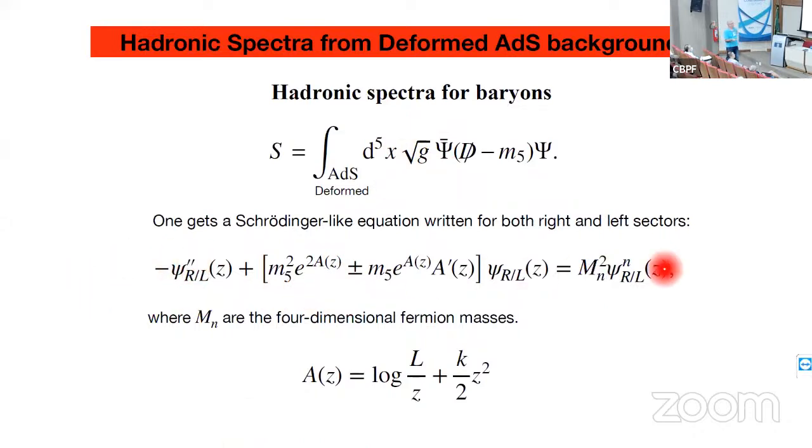And this is actually for baryons or fermions in general. You have 2 equations because of the linear aspect of the Dirac equation, but you can improve to a second order equation, and then you have 2 equations for what we call right and left modes. Okay.